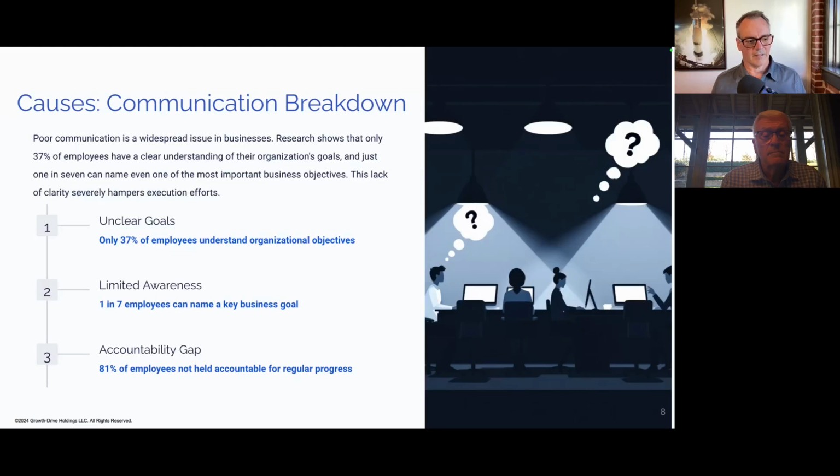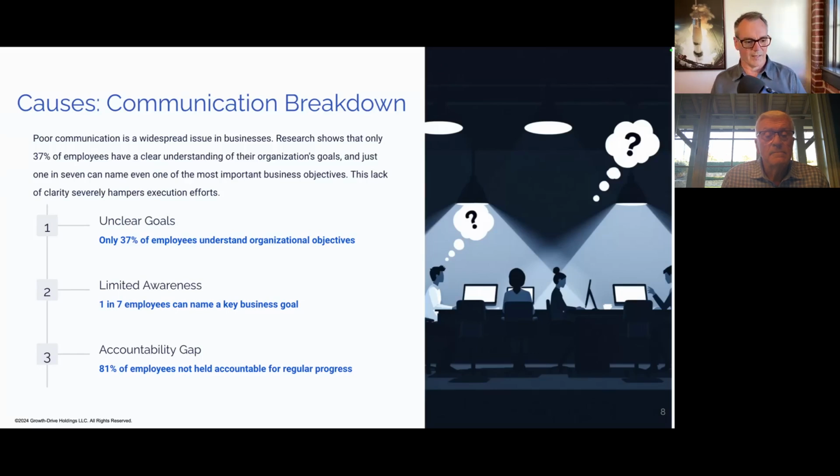There are some great stats out there. 37% of employees understand, which means that 63% of employees don't understand the organization's objectives. That is 2/3. Imagine if you were on the field playing football and 2/3 of the team didn't understand that we were running the ball in that direction. It's going to be a problem. And that's not just an analogy. That is what we are talking about. Only 1 in 7 employees can name a key business goal for their business. And 81% of employees are not held accountable for regular progress.